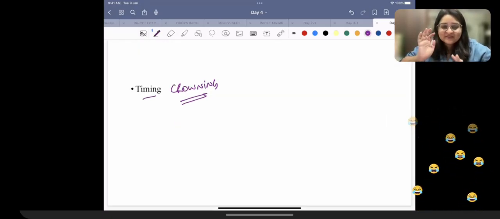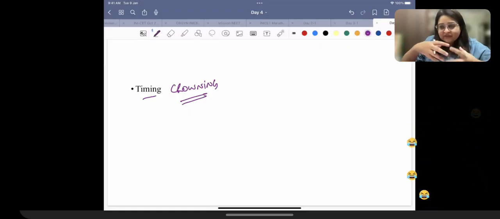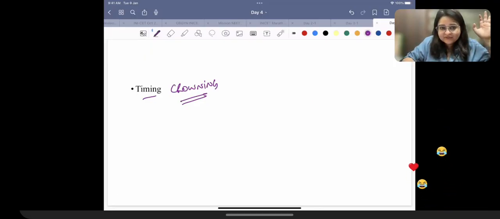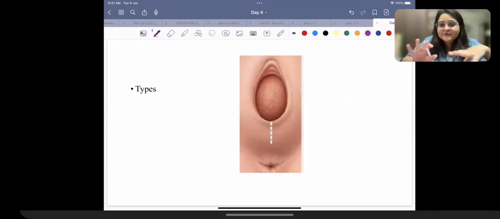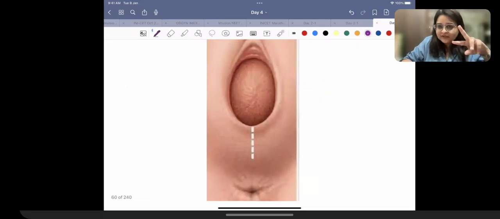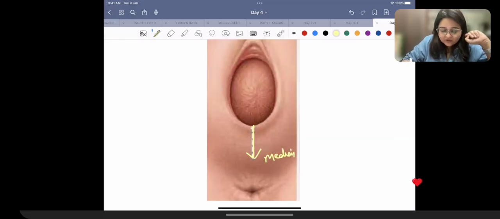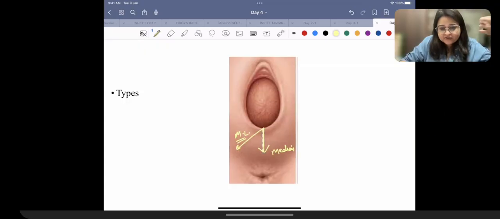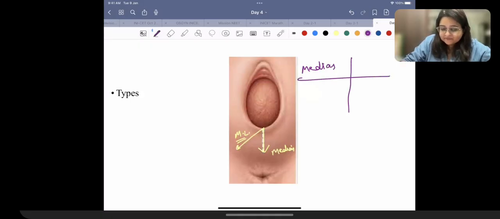Okay. Coming to when do you give the episiotomy? When you're seeing the head without separating the labia, you give the episiotomy. Okay. What are the types of episiotomy? There are two main types. You can either cut straight down, which is called a median episiotomy, or you can give a mediolateral episiotomy. Now, which is better, which is worse? What are the advantages and disadvantages of a median and a mediolateral episiotomy?